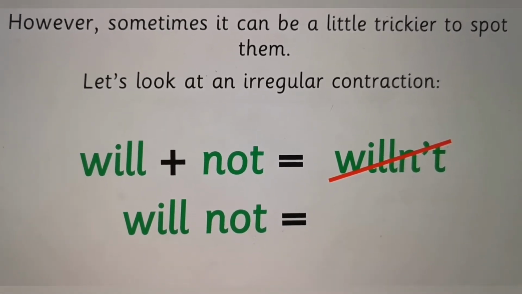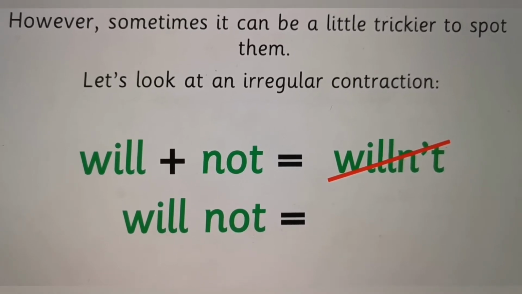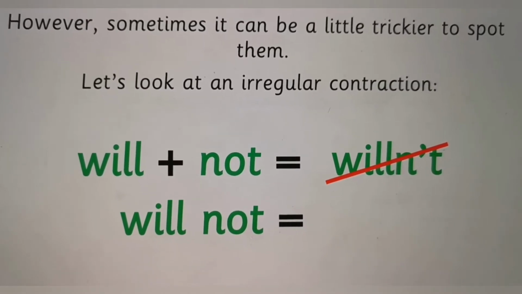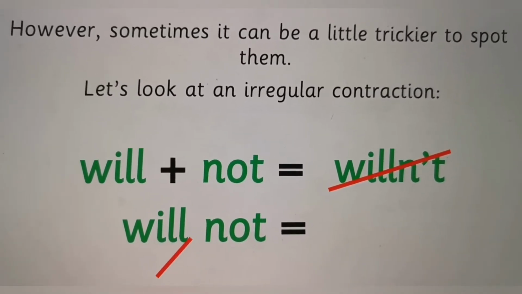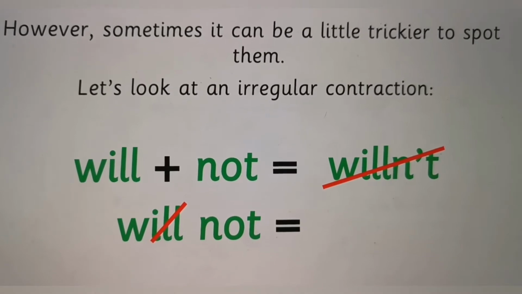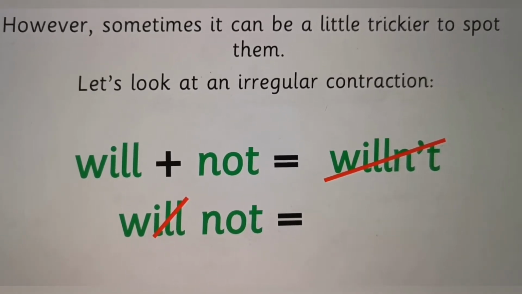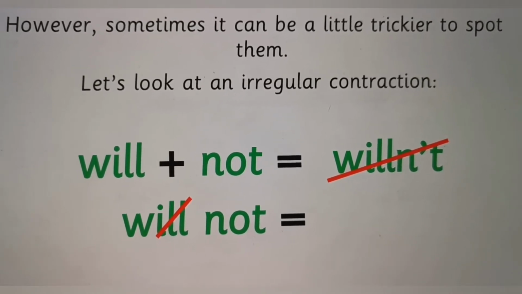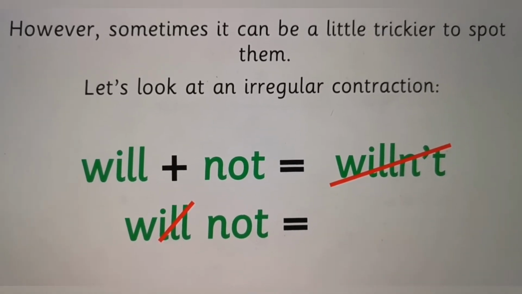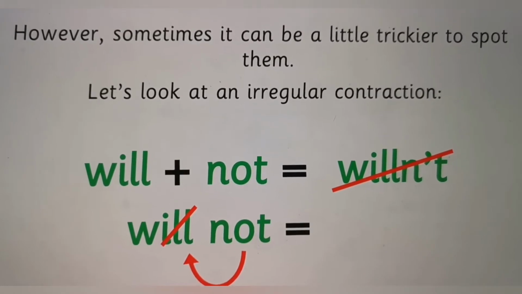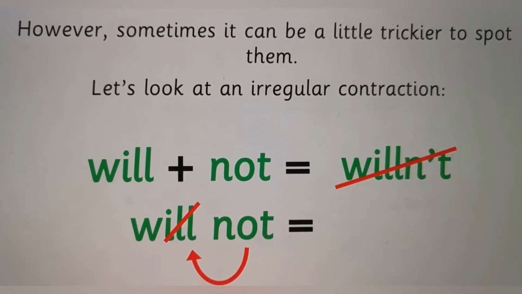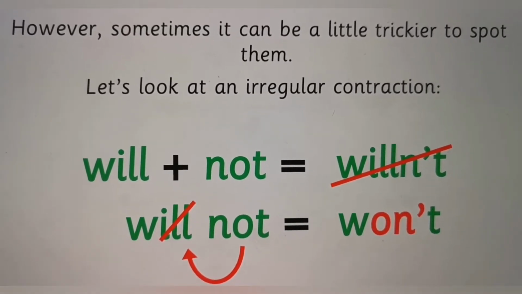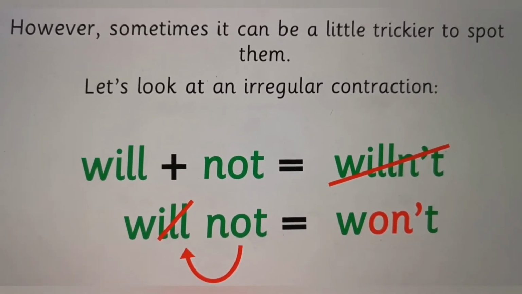Firstly, we need to think about which letters are going to be omitted or left out. In will not, it is actually the ILL in will that gets left out. After that, we need to swap some letters around. The O needs to come before the N to make the contraction won't. Will plus not equals won't.